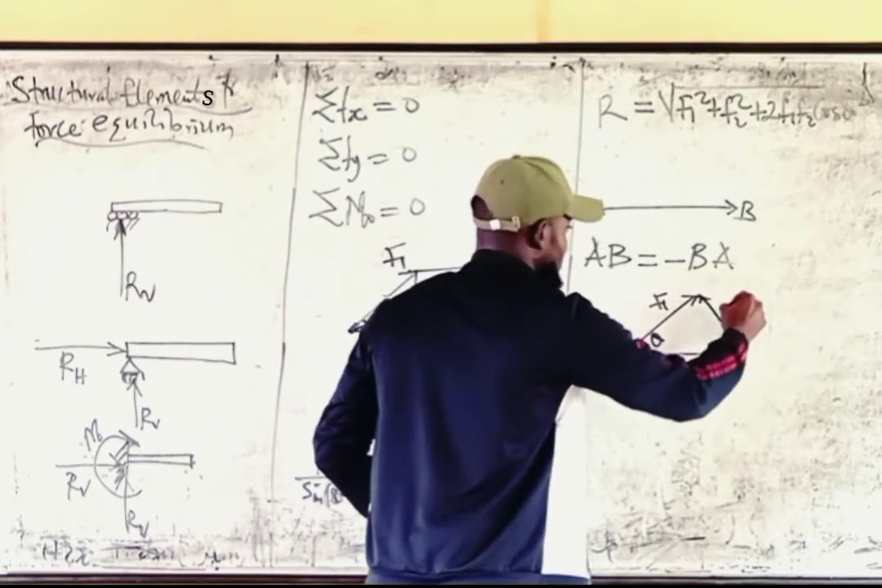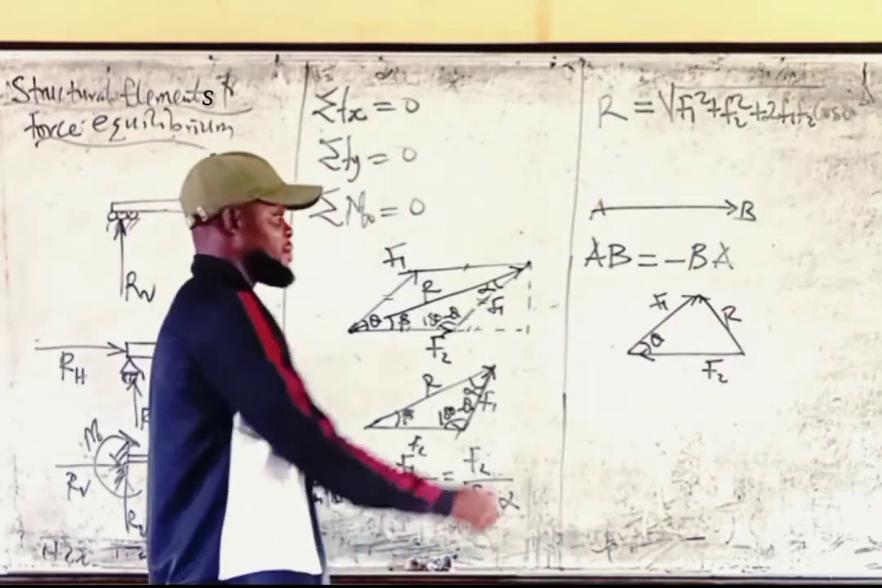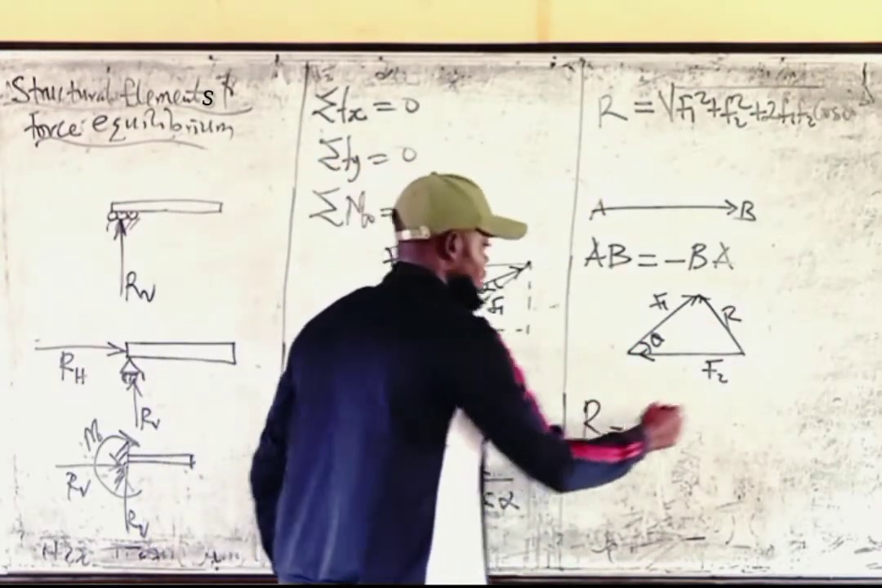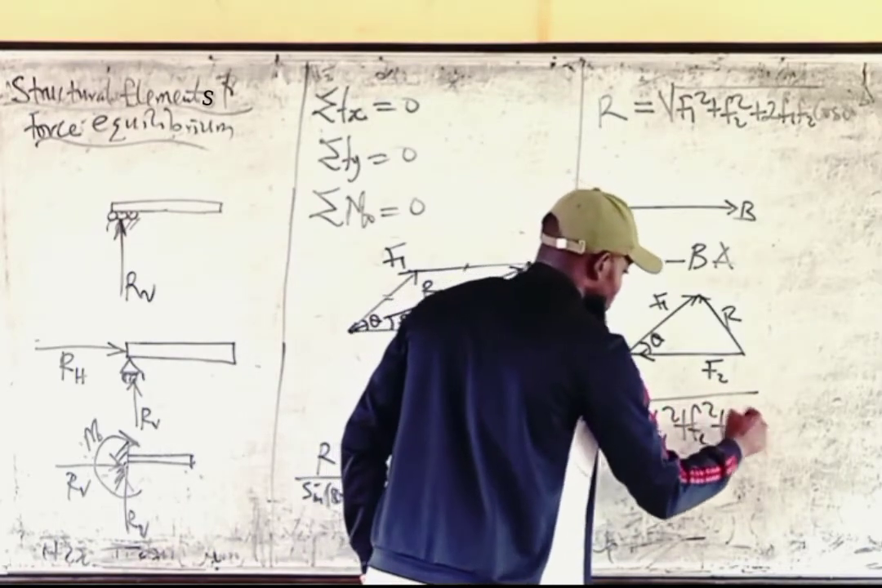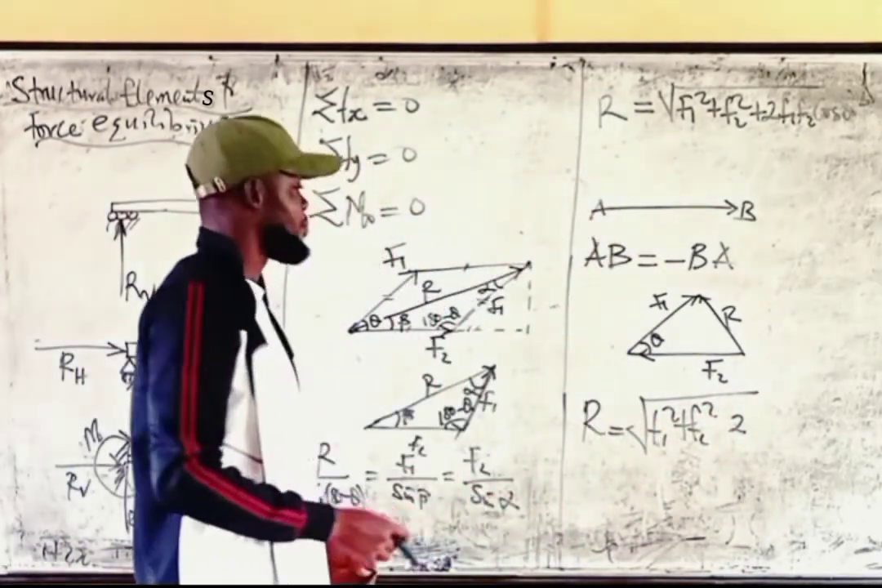This will be the resultant. So that resultant will be equal to the square root of F1 squared plus F2 squared plus 2. No, it will not be plus again. Why is it not plus?